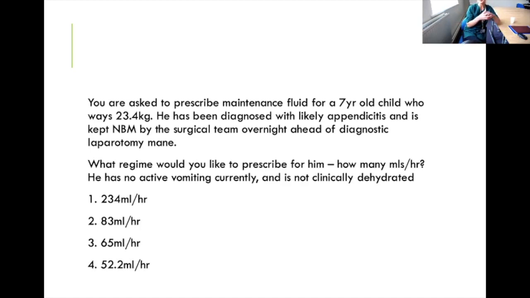So for example, we've got the 23.4 kilogram child here. For the first 10 kilograms they'll get 100 mils per kilogram, so that basically means they already have a litre. Then for the second 10 kilograms, it's 50 mils per kilogram, so they've already warranted 1,500 mils. Then you've got your last 3.4 kilograms times 20 mil. That will give you your number of mils over 24 hours. Once you've got that, you need to divide by 24 and then you'll get your answer.